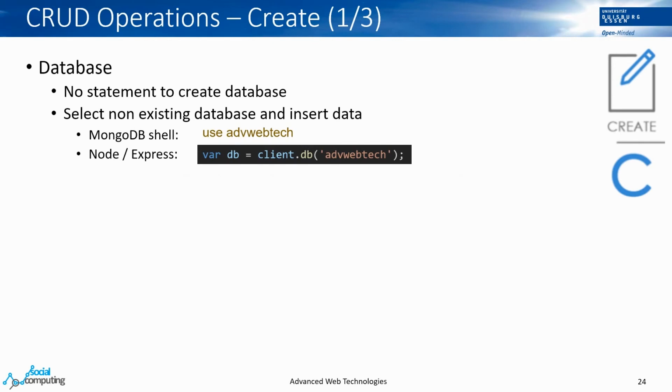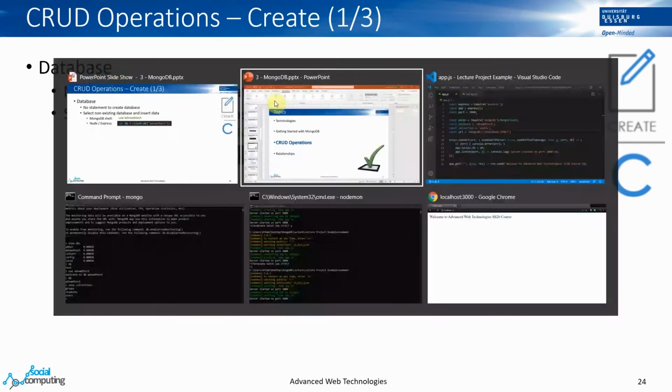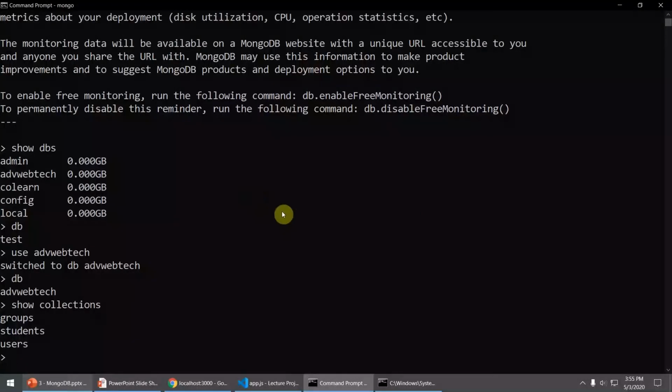For example, we already saw the command use advanced web tech in the MongoDB shell. What it does is that it selects a database. For example, if we go to our console, our command line interface, Mongo shell, we can also select a database which does not exist.